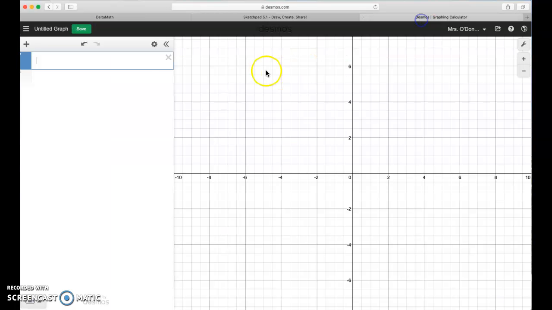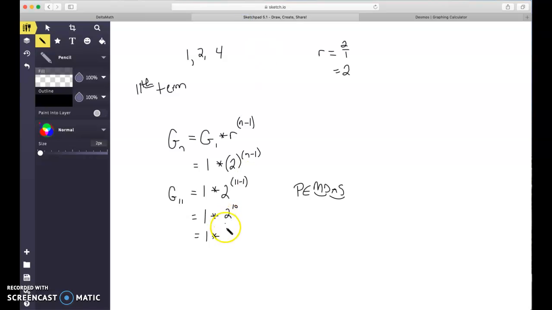So I'm going to grab my calculator and do 2. In Desmos, I hit Shift 6. And if you have a graphing calculator, you're using that little caret button right above the division sign. So 2 to the 10th power, which gives me 1024. So 1024 times 1 is just 1024.